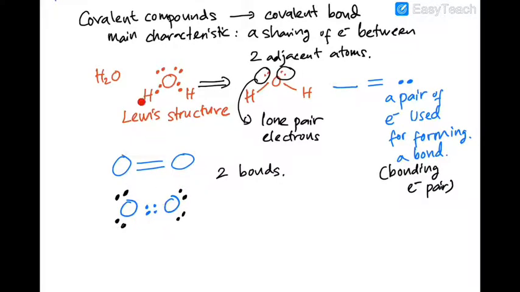So we have 2 adjacent atoms and there are bonds between the atoms. Could be a single bond like this. It could be multiple bonds like this. Normally it's up to 3, yeah, multiple bonds. It's very rare to have 4. Normally we don't really discuss more than 3 bonds.